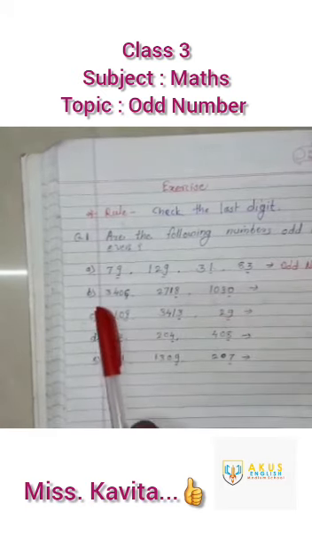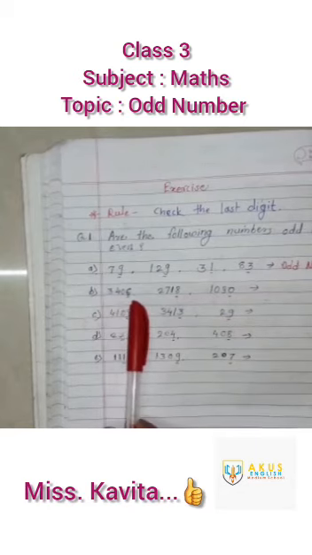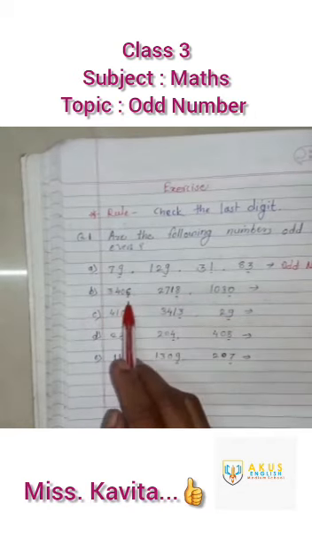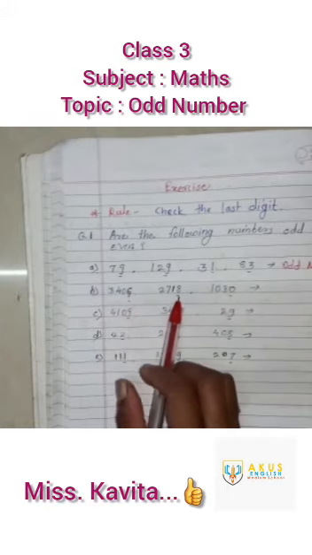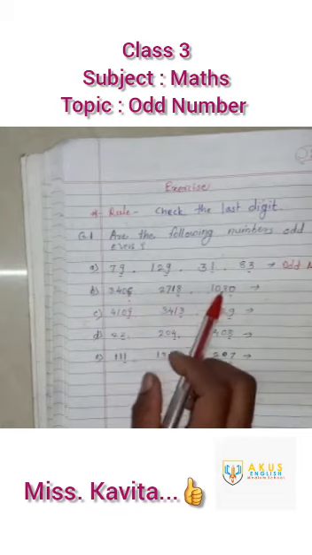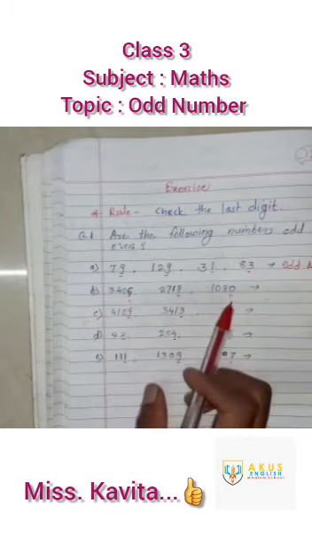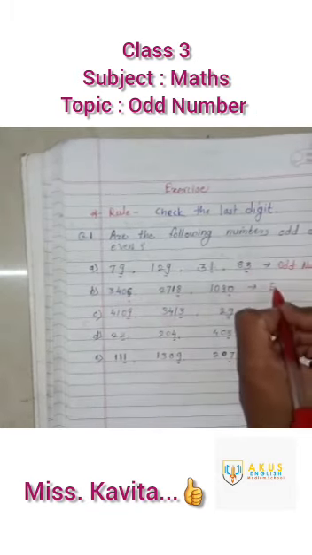Okay students, now see the next example. There is 3406. At the ones place there is a 6. If 6, 8, 2, 4 digits are there at the ones place, then we can definitely say that it is an even number. So it is an even number. Check only the last digit. There is an 8 and there is a 0. So we can say that this is the even numbers group.